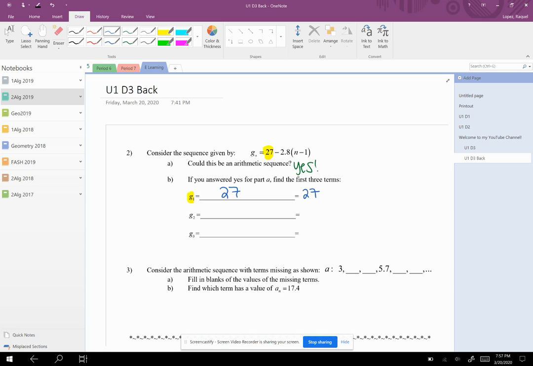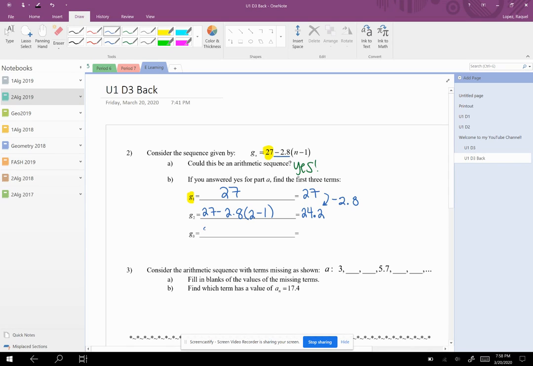Okay, now if we're looking for the second term in our sequence, one thing we could do is we could follow the pattern. We could follow our common difference, which is minus 2.8. Okay, so 27 minus 2.8 is 24.2. Okay, now we can double check our answer by plugging in 2 in for n. So we've got 27 minus 2.8. We're going to plug in 2 for n minus 1. Okay, and then if you plug that into your calculator and follow order of operations, you will get 24.2.